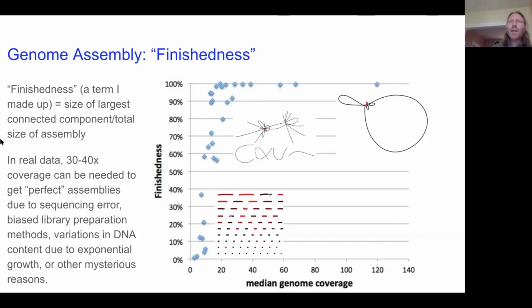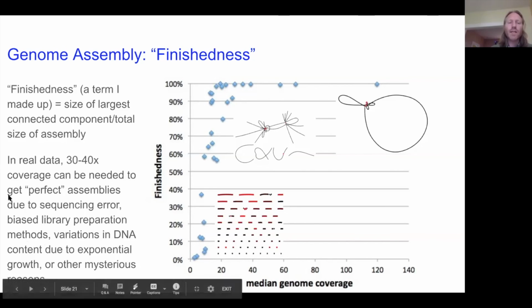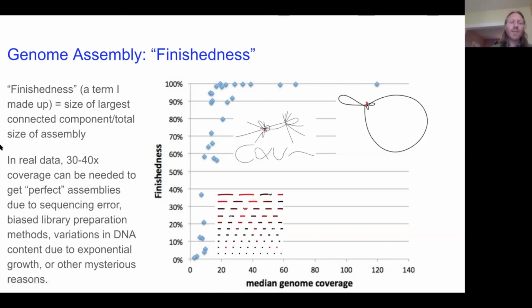So earlier we estimated that we would need a coverage of about 15 to get a complete assembly of E. coli. In real practice, it often takes more than that because of various imperfections due to biased preparations in the library or in DNA content for various reasons, like exponential growth. If you have cells that are growing very quickly when you do the DNA extraction, you'll find that there's higher coverage around the origin of replication, where that active replication is happening, than on the opposite end of the chromosome.